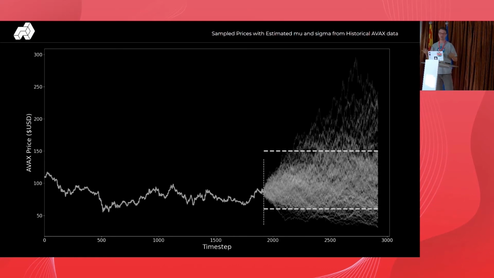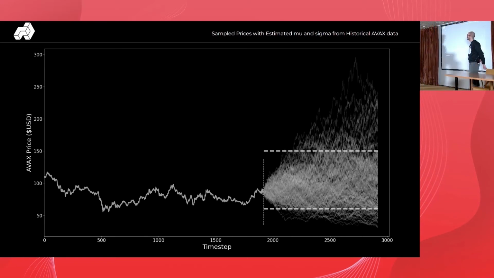So all of a sudden, we have this very simple, intuitive way to start to estimate probabilities, and the chance that the price will end above some particular price or below some particular price.